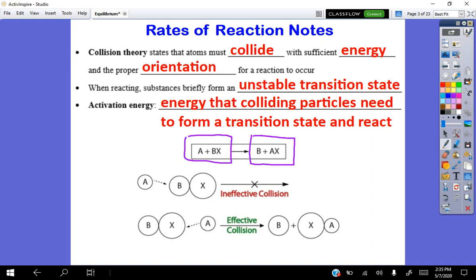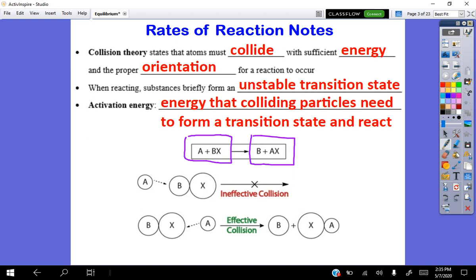be formed. If we look at this first collision, A strikes B, and if we were to follow this, you potentially could end up with a product AB plus X. That is not the reaction we want to occur. So we do not have the correct orientation in this first collision.